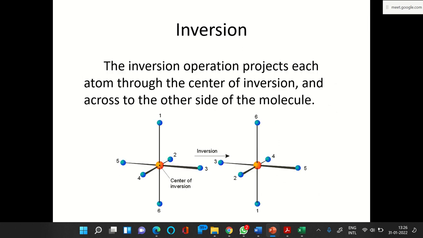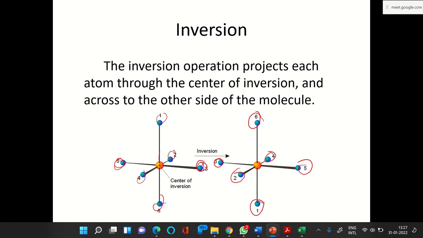For example, this one is a simpler structure, so it is better to visualize with this. So you have 1, 2, 3, 4, 5, 6. This is an octahedron geometry that we have been talking about. If we carry out inversion, look at it, 1 will be replaced with 6 and 6 goes to 1, so 6 and 1 are interchanged. 5 and 3 also interchange, and similarly 2 and 4 interchange their positions.